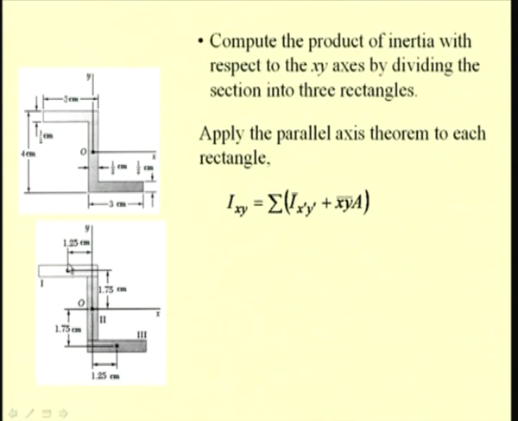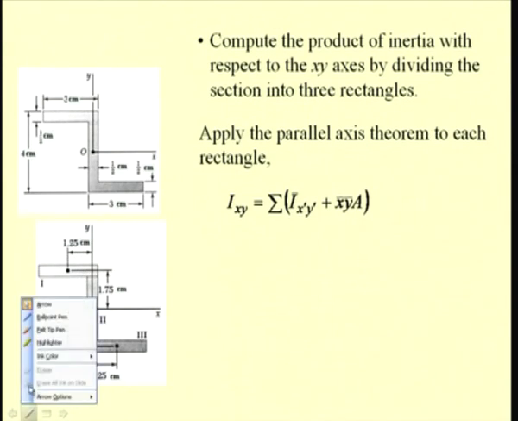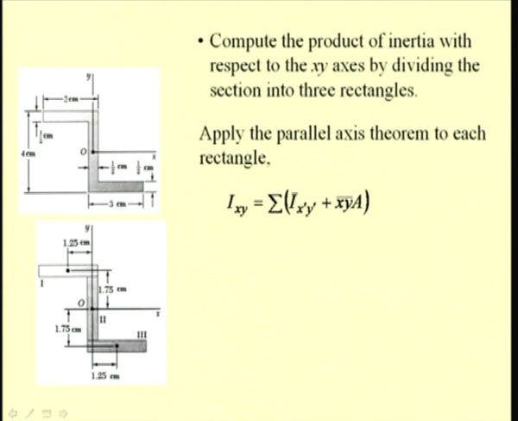But we know these values for each of the centroidal axes. That means for this area 1, we know the value Ix'y' with respect to, I can say, the x prime and y prime axes. I know the product of inertia with respect to this axis. Now, I want to determine the product of inertia of this area with respect to this Oxy axis. And then I sum up all of these to determine the product of inertia of the total area.